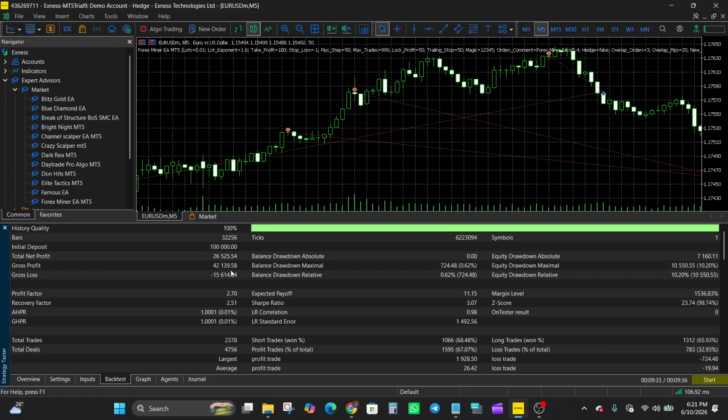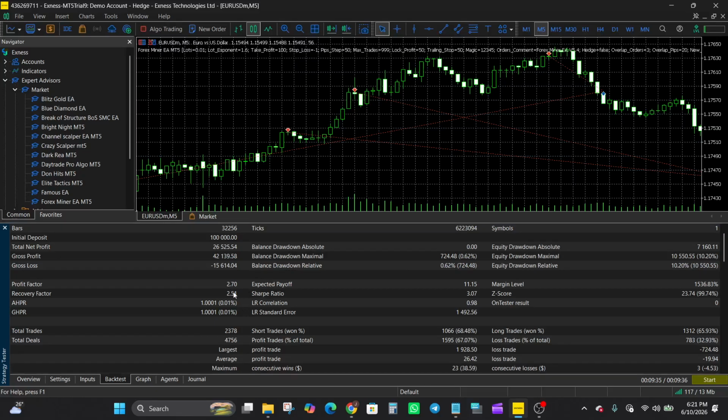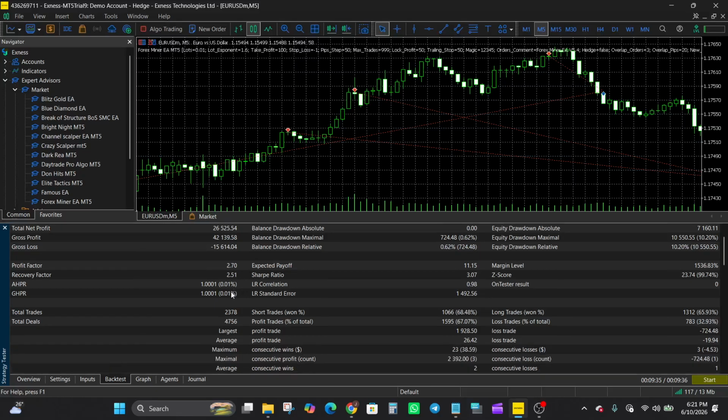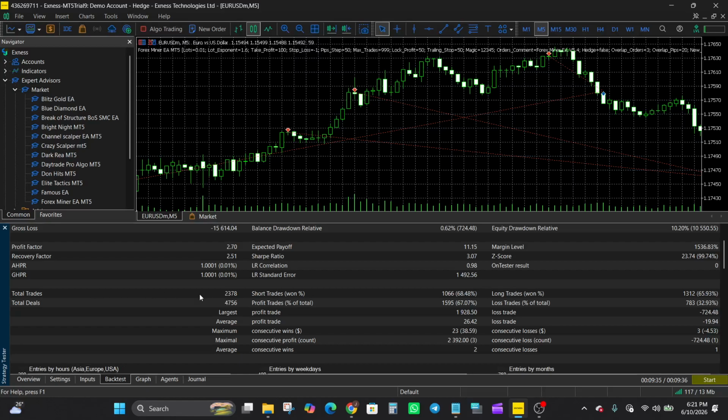So looking at the backtest results from an initial deposit of $100,000, we had a total net profit of 26,525.54, and the balance drawdown maximal was 0.62%. Okay, that's quite impressive. But then the equity drawdown maximal was 10.2%. Okay, I guess that's also fair with a profit factor of 2.7, and the total trades taken were 2,378.